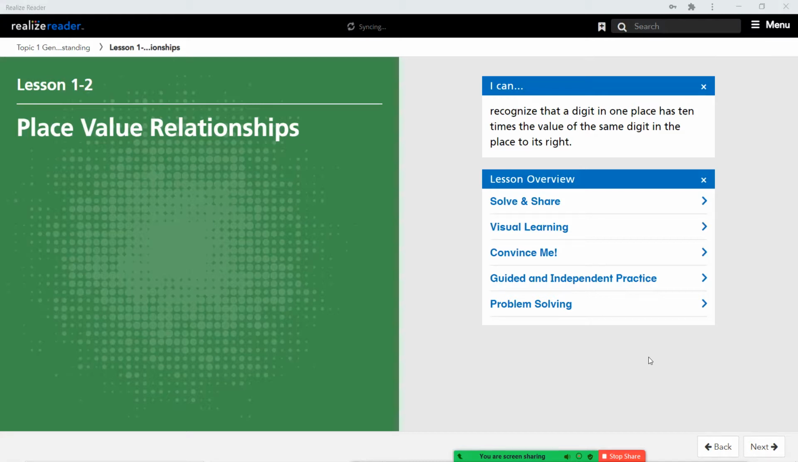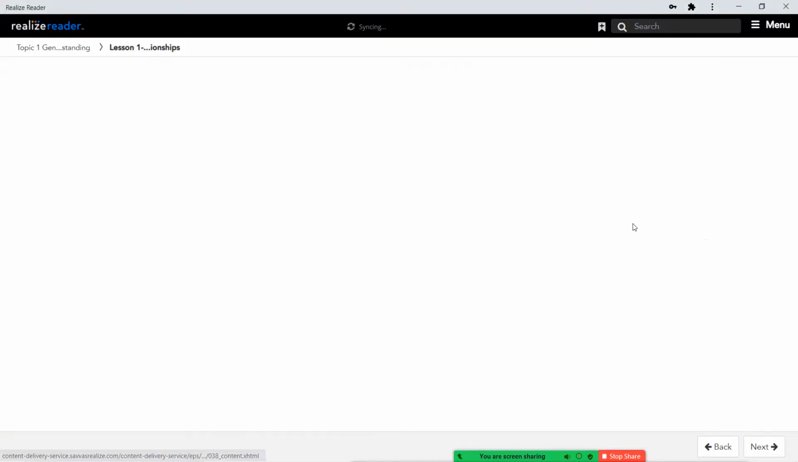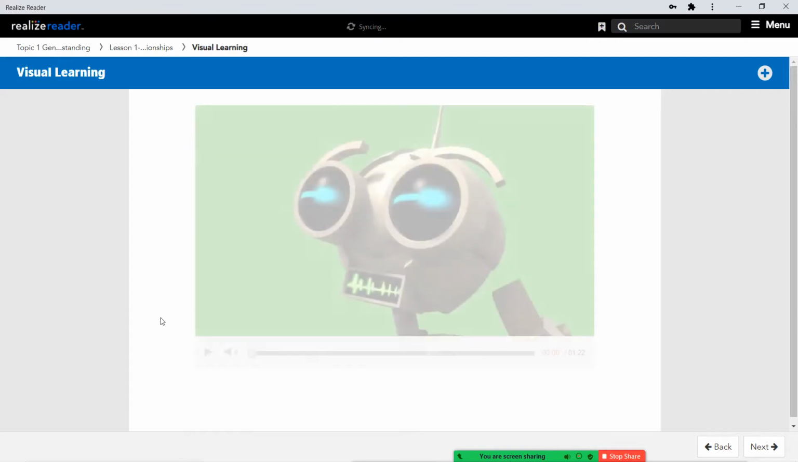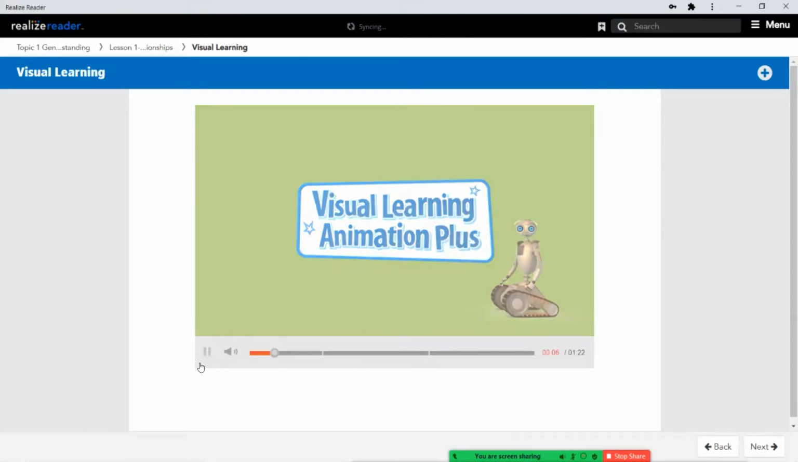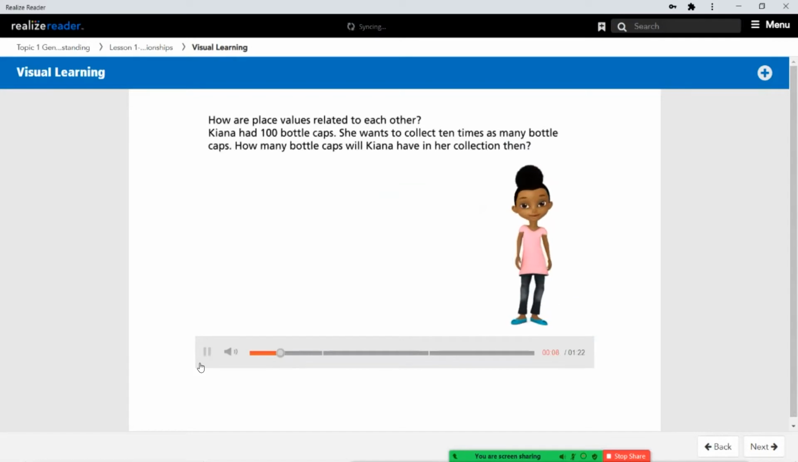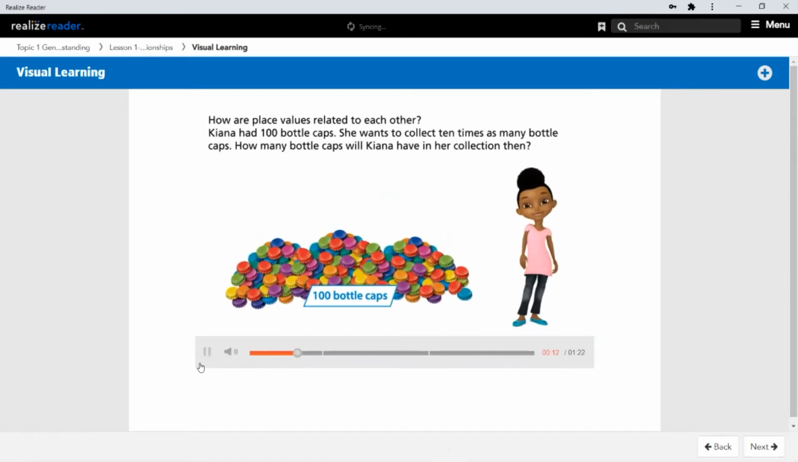We're going to be talking about place value relationships. How are place values related to each other? Kiana had 100 bottle caps. She wants to collect 10 times as many bottle caps. How many bottle caps will Kiana have in her collection then?